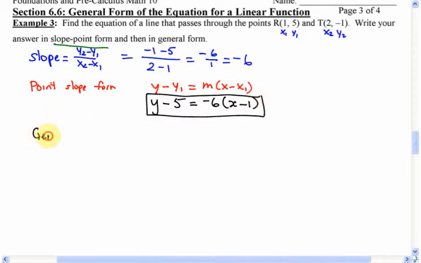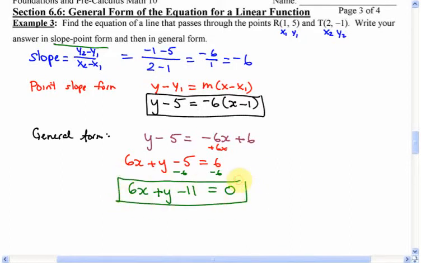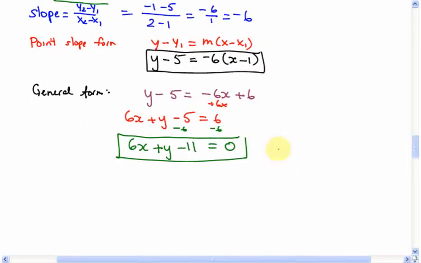Then to convert to general form, of course, I'm going to ask you to please expand. So negative 6x plus 6. And then move every single term to the left side. So we'll add 6 this time first of all. So 6x plus y minus 5 equals 6. Then I'll subtract 6 from both sides. 6x plus y minus 11. No fractions, all integers. The value in front of the x is bigger than 0. Life is good. We're done.